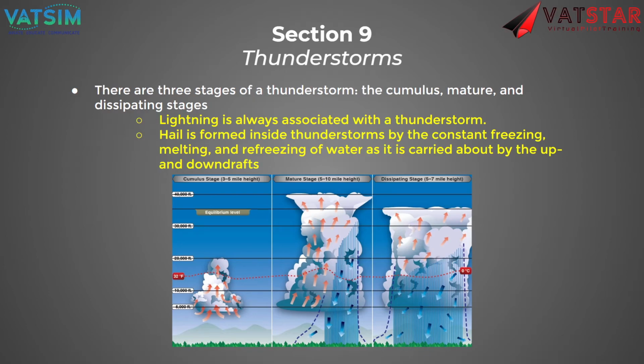And there are three stages to these thunderstorms, and there's only three stages. There's the cumulus stage, which is the developing stage, the mature stage, which is the main stage of the thunderstorm, and the dissipating stage, which is the end of the thunderstorm.